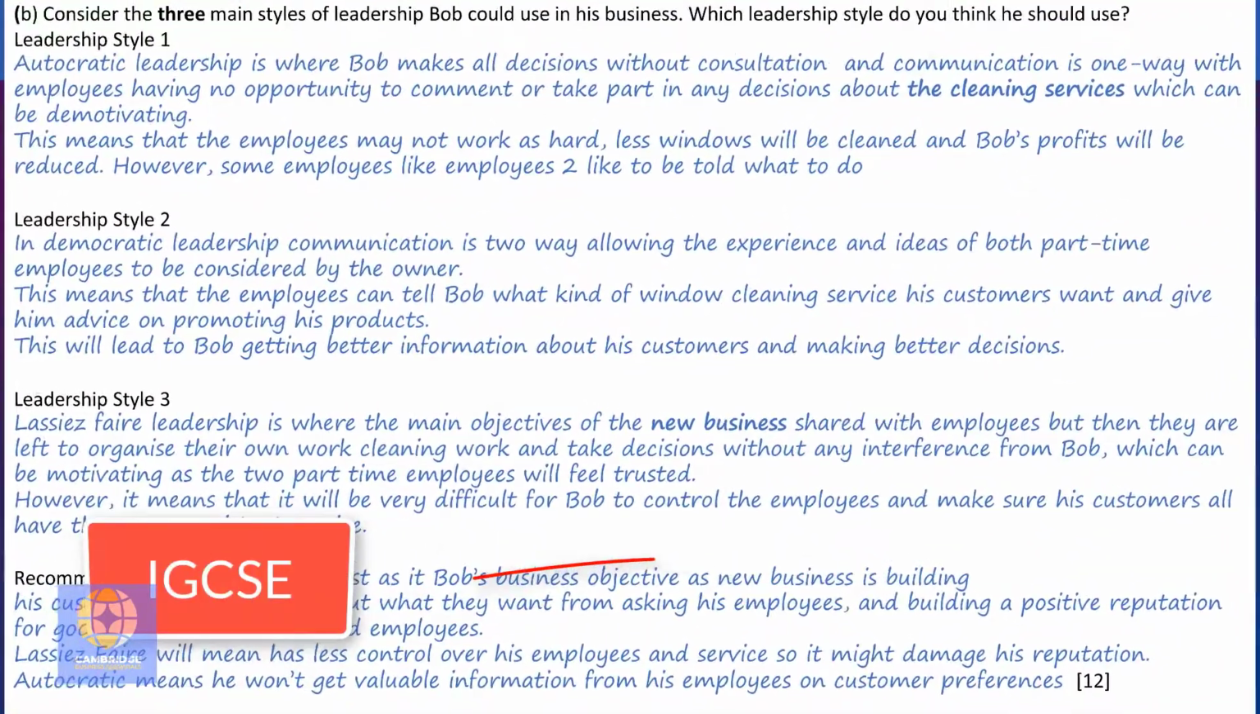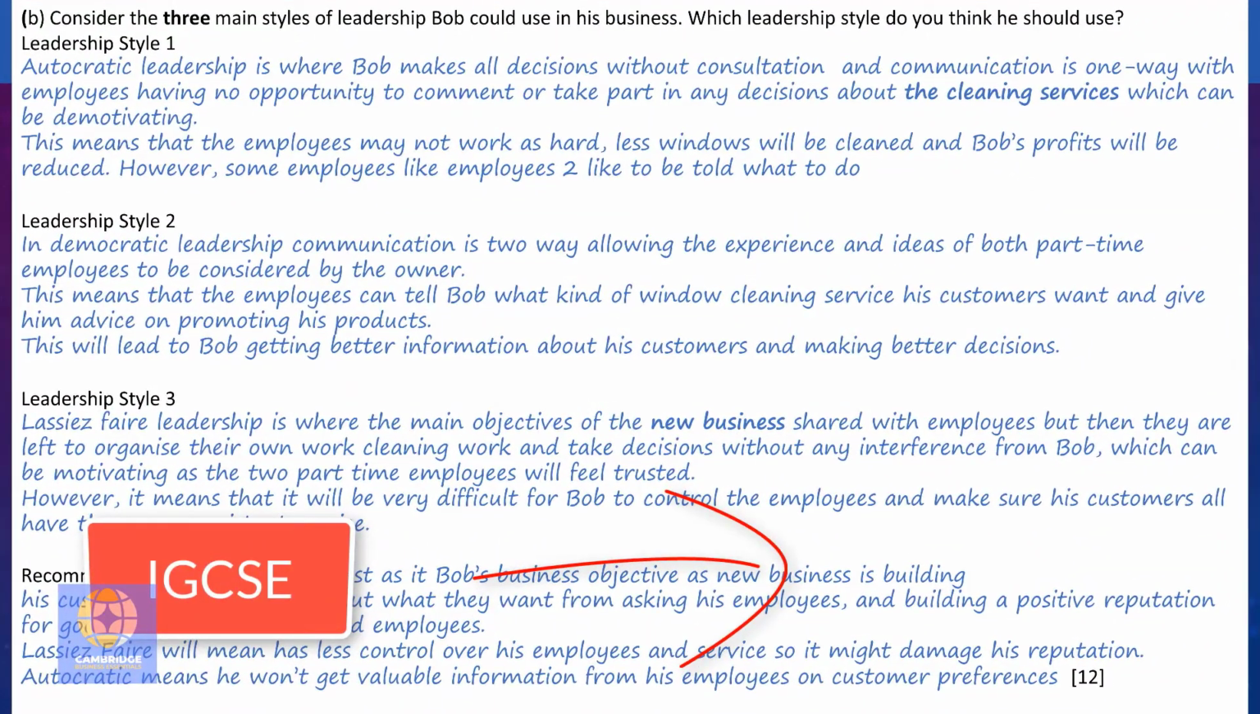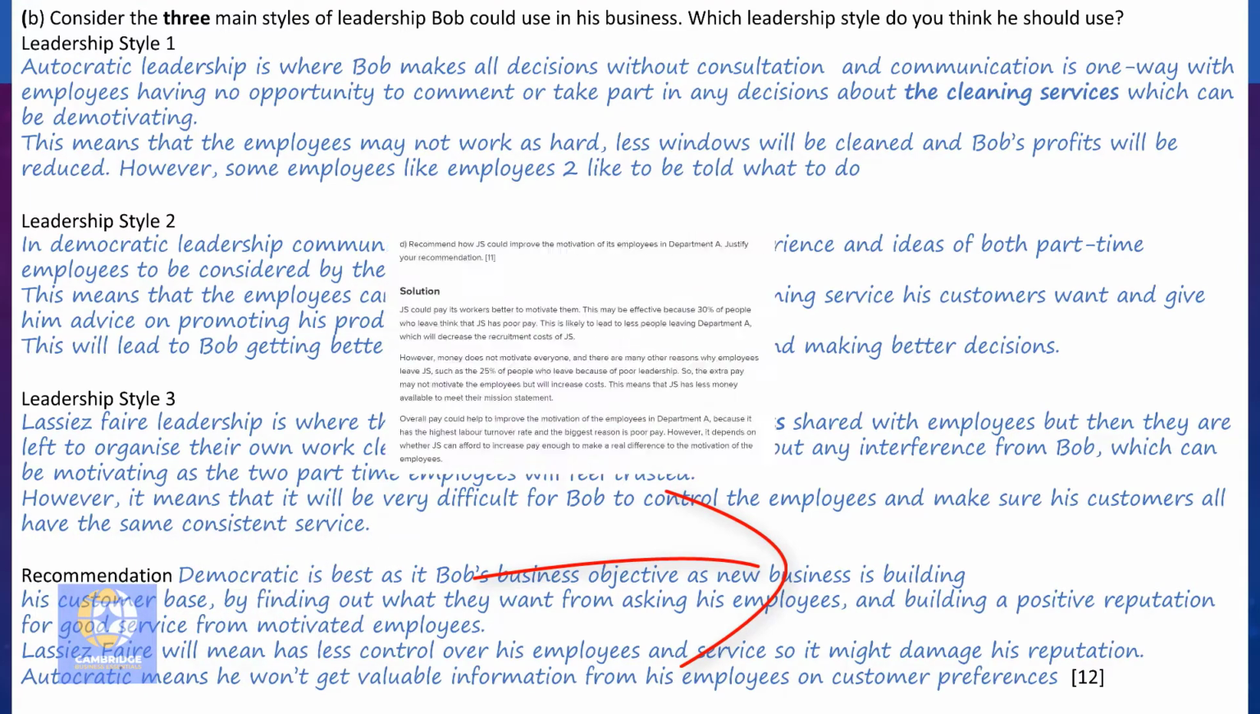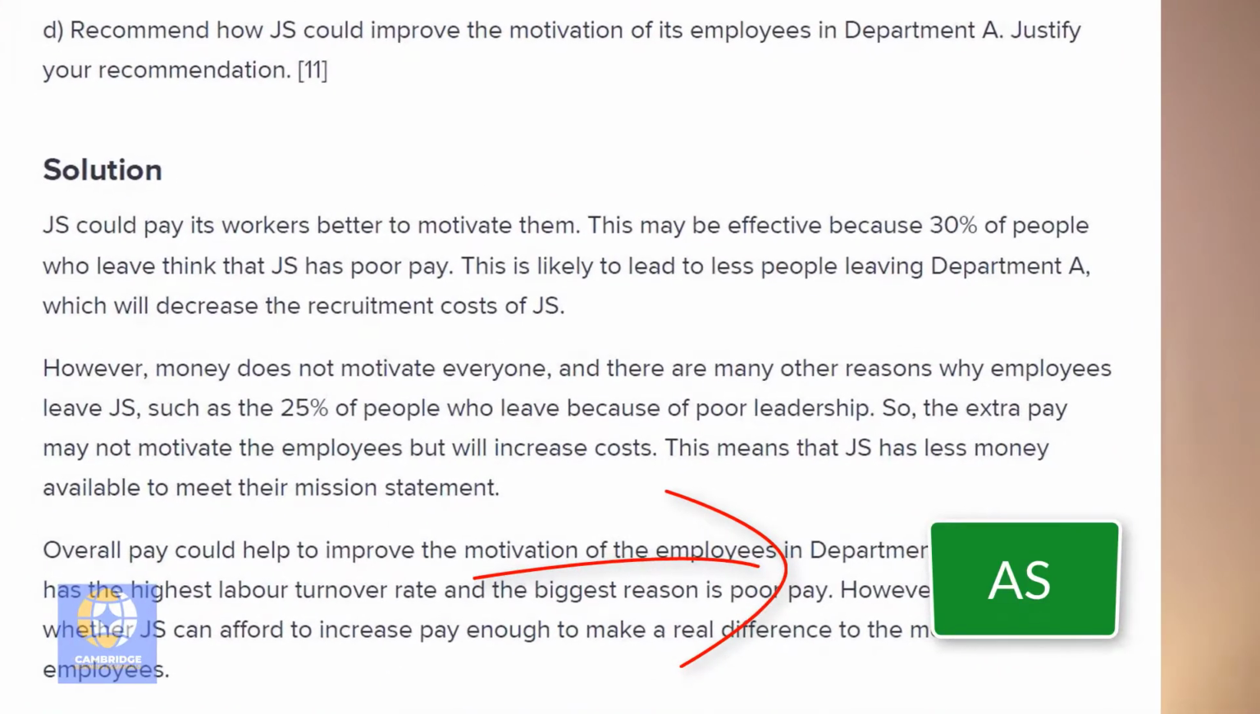As you can see with these examples, a full mark 12 mark IGCSE question is not a million miles away from this 11 mark essay question at AS level.